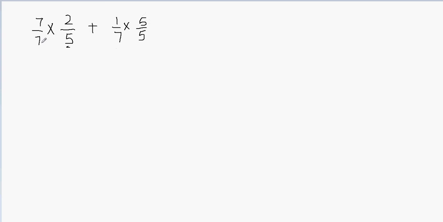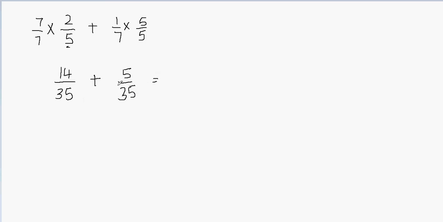Now what we're going to do is we can just multiply the numerators and the denominators. So let's multiply the numerators. 7 times 2 will be 14. 7 times 5 will be 35. Plus 1 times 5 is going to be 5. 7 times 5 will be 35. Now you can see that I have the same denominators. I've got the common denominator. Now I can just go ahead and add the fractions.